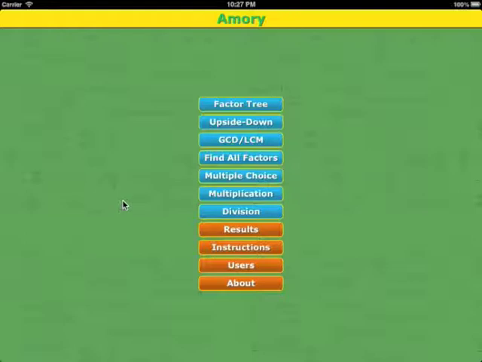The upside down birthday cake is complete when the remaining quotient is prime. Prime numbers are only divisible by 1 and itself. Numbers that are not prime are composite. Let's try a problem.